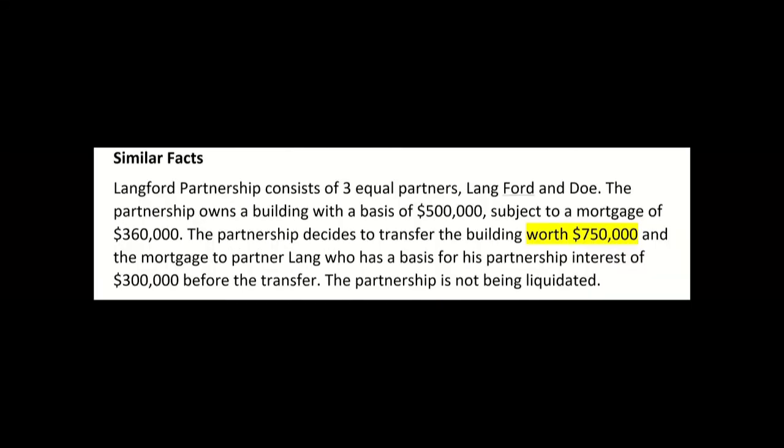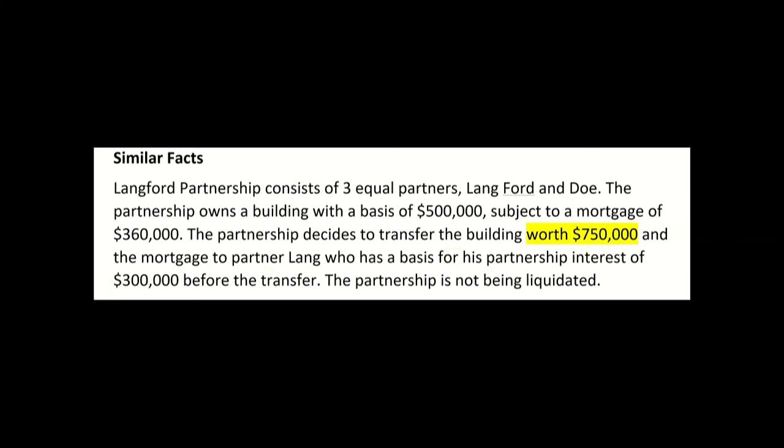Langford Partnership consists of 3 equal partners, Lang, Ford, and Doe. The partnership owns a building with a basis of $500,000 subject to a mortgage of $360,000. The partnership decides to transfer the building worth $750,000, and the mortgage also gets transferred to partner Lang, who has a basis for his partnership interest of $300,000 before the transfer. The partnership is not being liquidated, so it's a normal distribution. So this is similar facts, almost exactly the same. The only thing new here is they once again brought back that the partnership building is worth $750,000, and it's now being transferred to partner Lang.